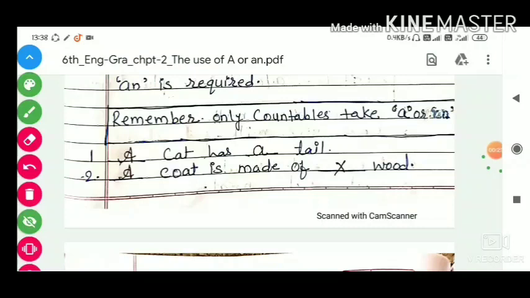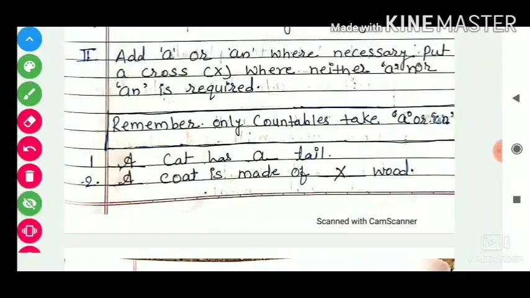Before a singular countable noun we use a or an. Add a or an where necessary. Put a cross where neither a nor an is required. Remember, only countables take a or an, which means we should use a or an before a singular countable noun. Let us see this exercise.